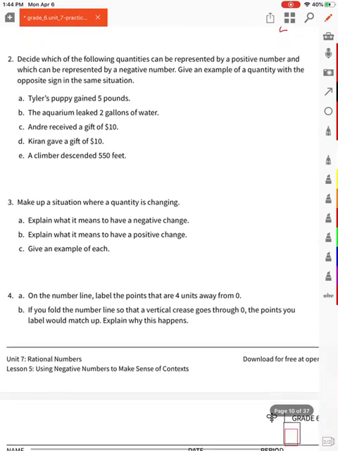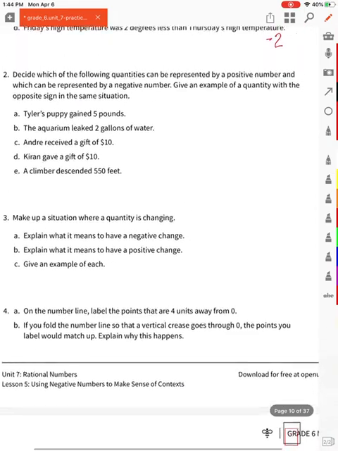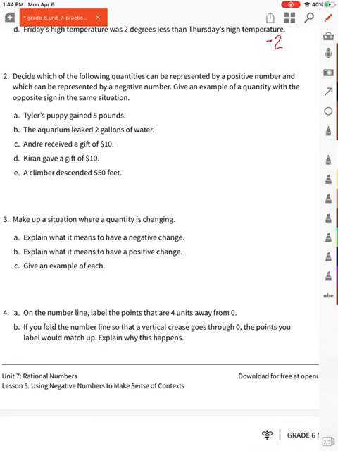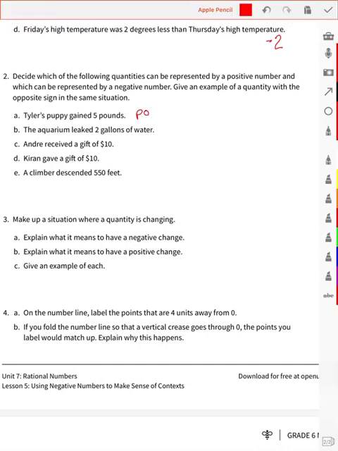Number 2, decide which of the following quantities can be represented by a positive number and which can be represented by a negative number. Give an example of a quantity with the opposite sign in the same situation. So Tyler's puppy gained 5 pounds. That is positive. And the opposite would be lost 5 pounds.